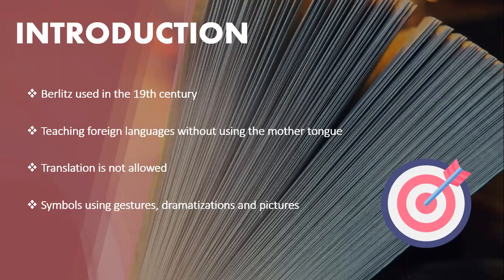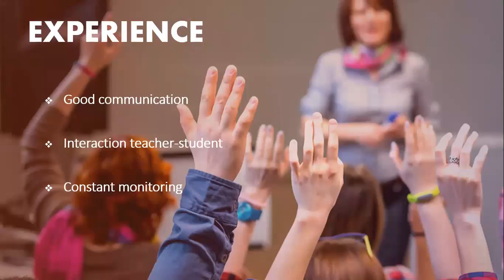This is a method in which translation is not allowed, and besides that, the teacher should demonstrate in many different ways the meaning of the word without saying it in the native language. The main purpose for the teacher is that the students will learn to communicate in the target language. It involves the association of words and symbols using gestures, dramatizations, and pictures. With this method, it conveys the objective of facilitating the students' learning through good communication.